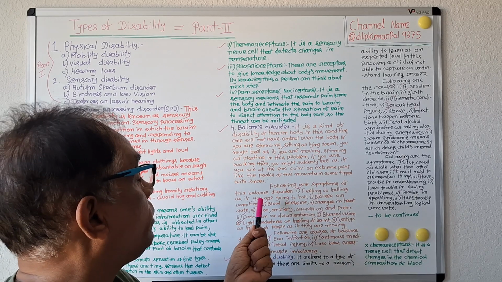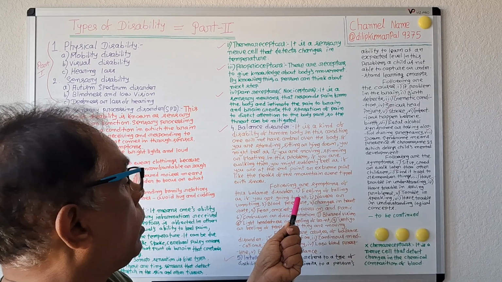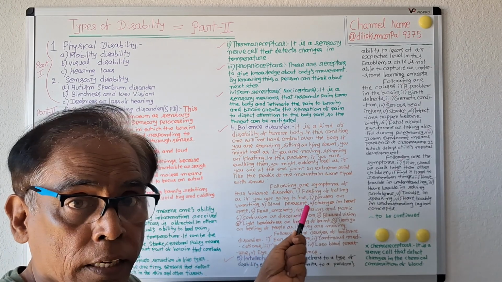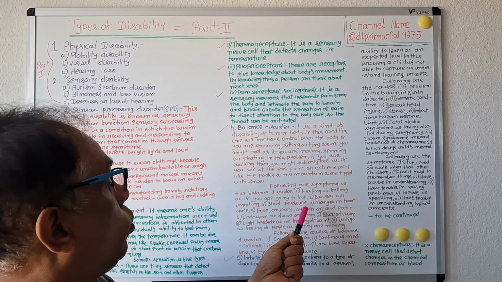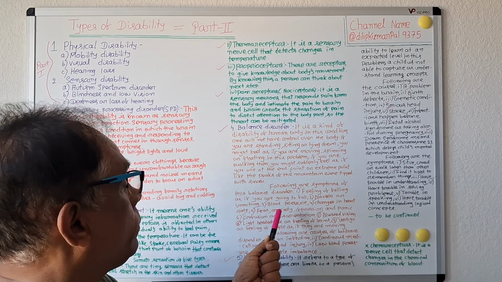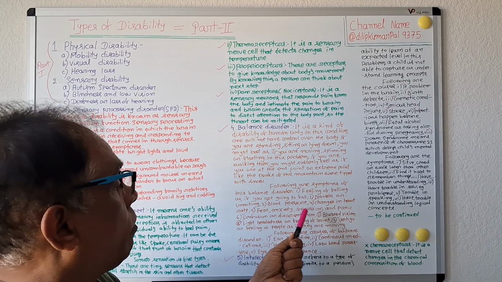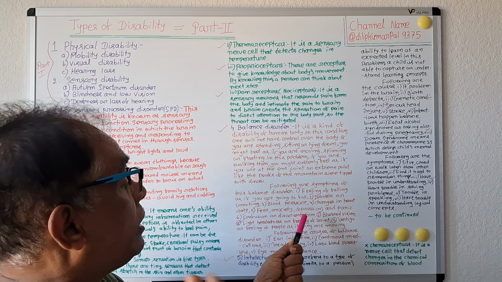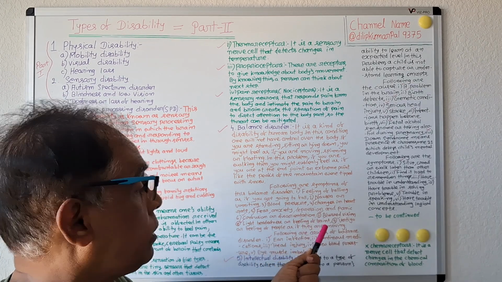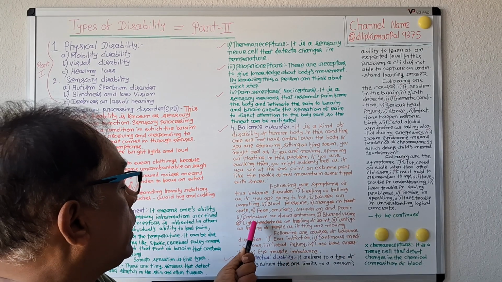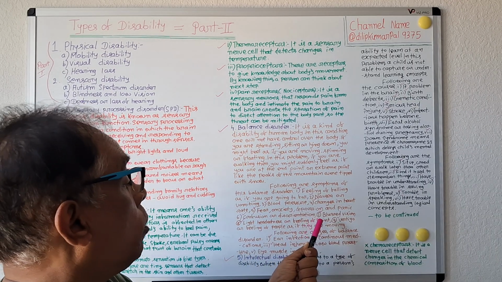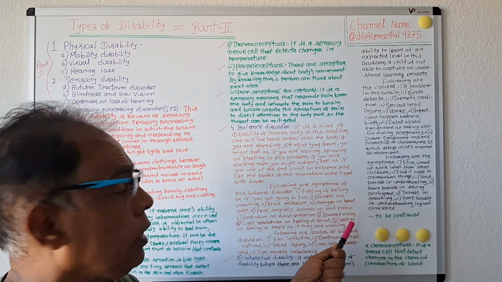Following are symptoms of this balance disorder. Number one, feeling of falling, as if you are going to fall. Number two, nausea or vomiting. Number three, blood pressure changes. Number four, changes in heart rate. Number five, fear, anxiety, depression, and panic. Six, confusion or disorientation. Seven, blurred vision. Vision will not be clear.